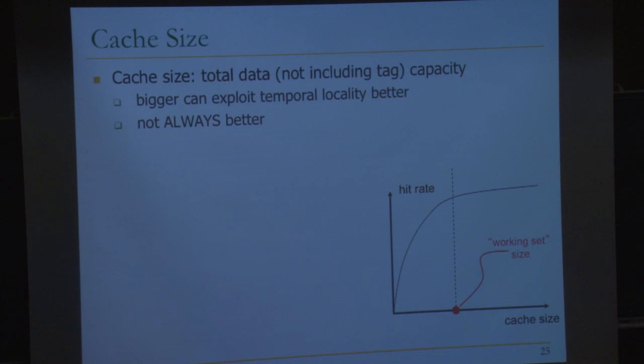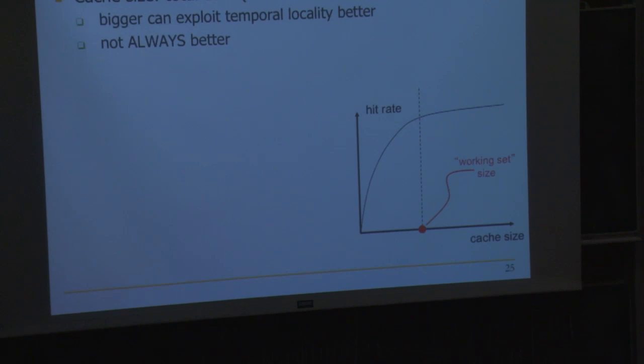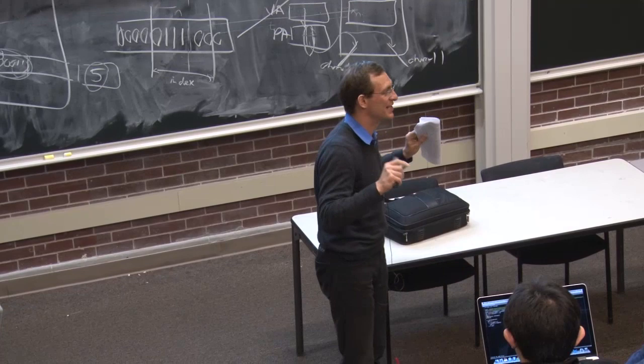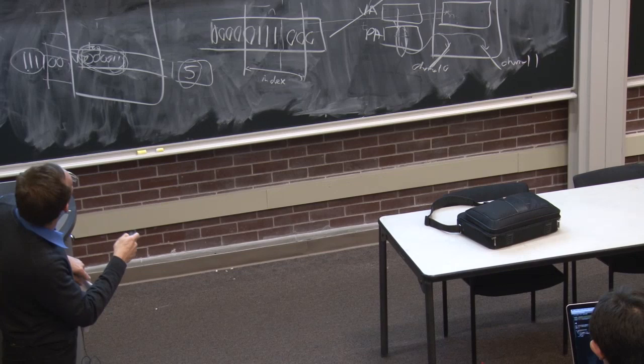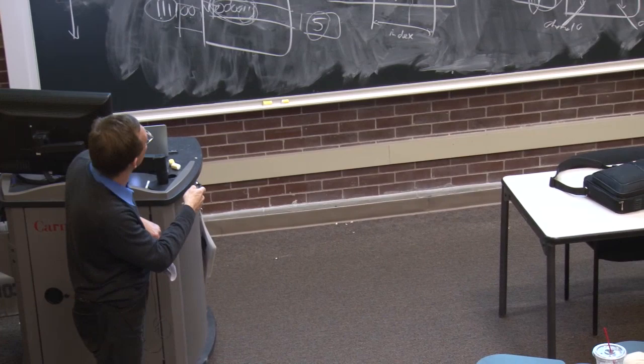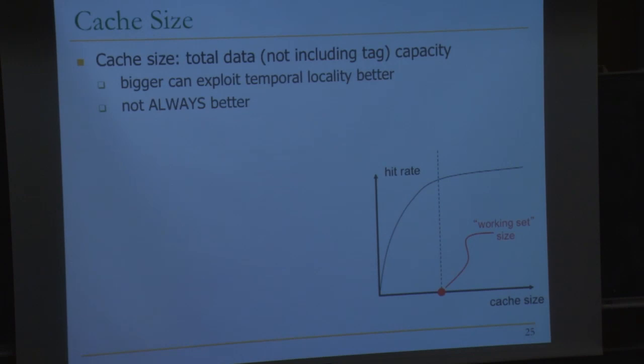Cache size is a big lever, right? Whenever people talk about cache size, it's really the total data capacity. So for example, when I tell you it's a 128-byte cache in that toy example, it's really the capacity of the data store. We don't normally consider the tag store as part of the capacity of your cache. A 1 megabyte cache is the data store again. A bigger cache usually can exploit temporal locality better, right? But it's not always better. And usually the curve looks like this. As you increase your cache size, your hit rate increases and at some point saturates. That's not always true. You can have all kinds of curves.